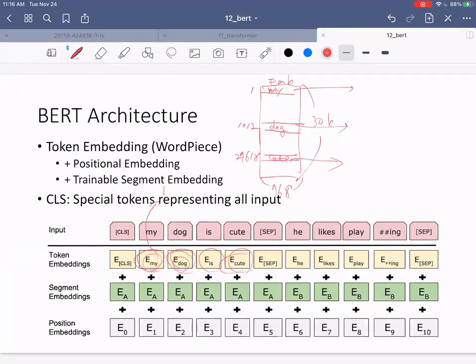So you simply retrieve that row from your embedding matrix. My is one, so you take the first row. Dog is the 10,012th row, so you take that one. Cute is 27,618, so you take the 27,618th row from your embedding matrix. That's how you retrieve this. And these are all trainable. This is a trainable matrix, basically just a parameter. That's how you prepare these individual embeddings in your token embeddings.